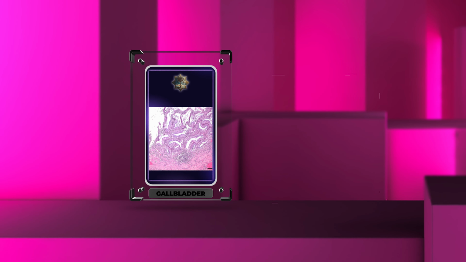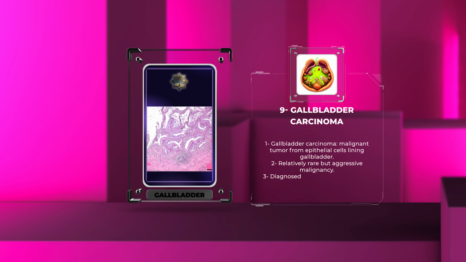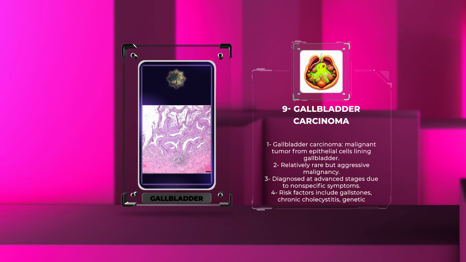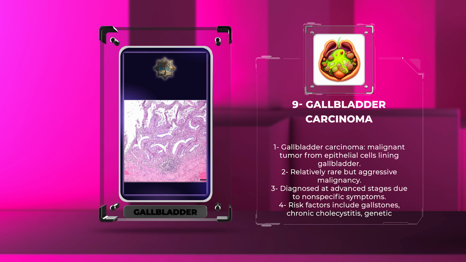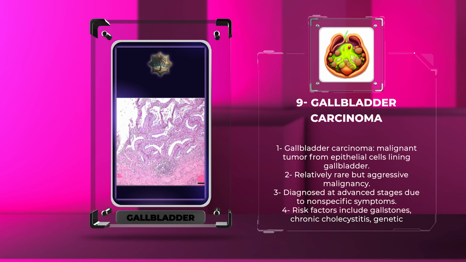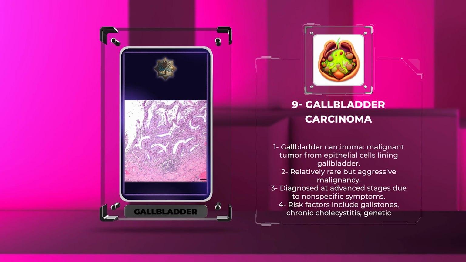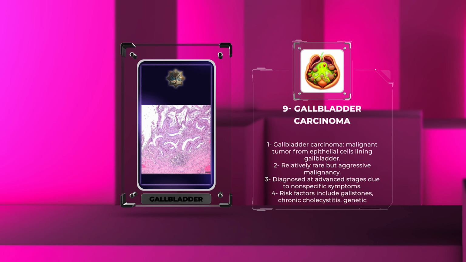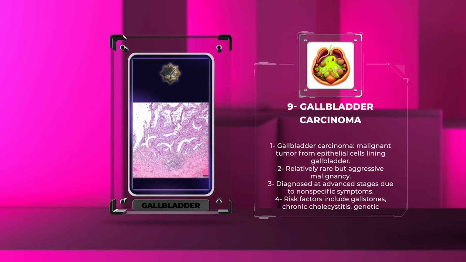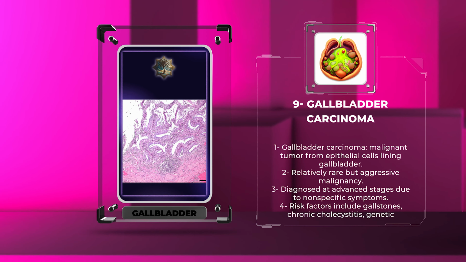Gallbladder carcinoma is a malignant tumor arising from the epithelial cells lining the gallbladder. It is a relatively rare but aggressive malignancy, often diagnosed at advanced stages due to its nonspecific symptoms. Risk factors for gallbladder carcinoma include gallstones, chronic cholecystitis, gallbladder polyps, and certain genetic conditions. Early detection and surgical intervention offer the best chances for successful treatment and improved patient outcomes.